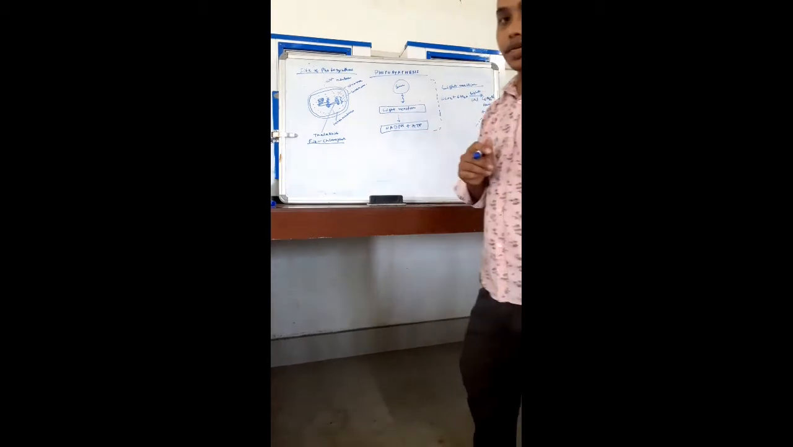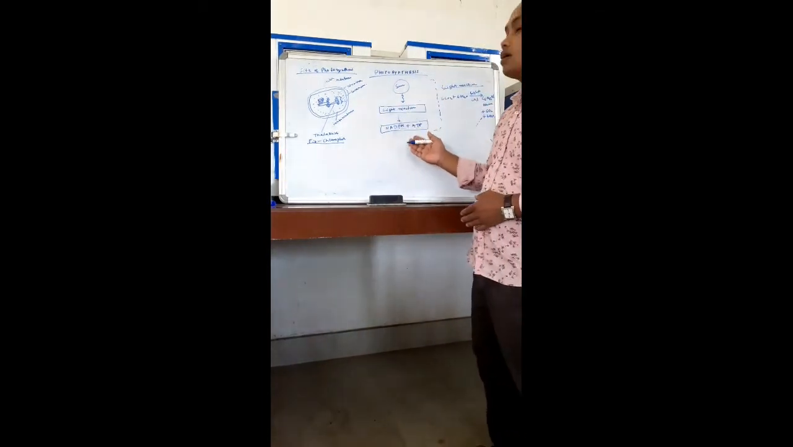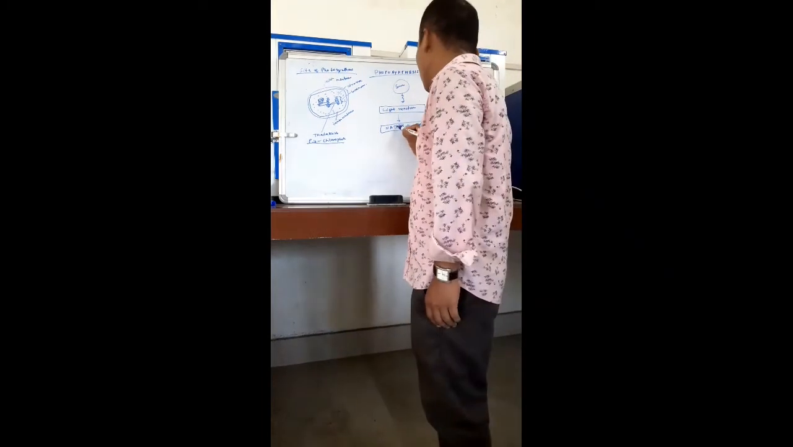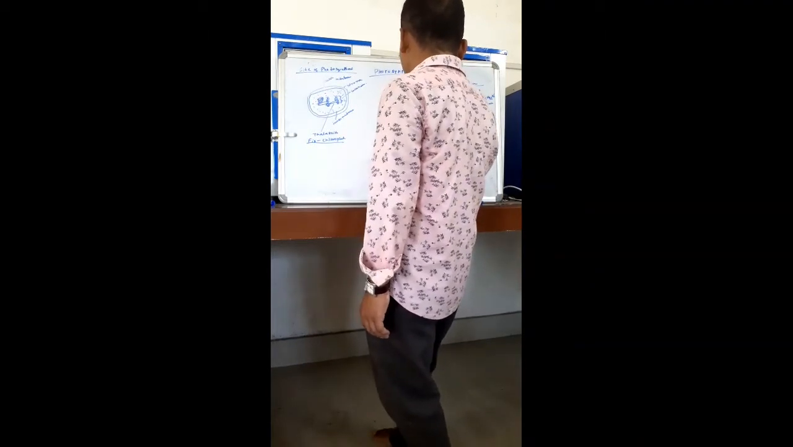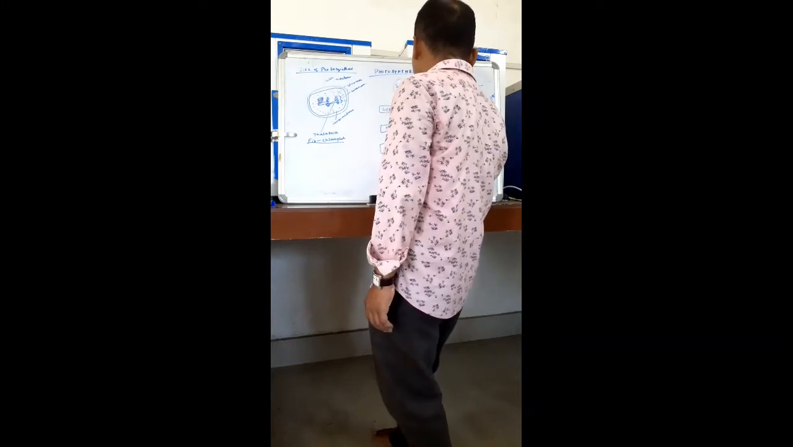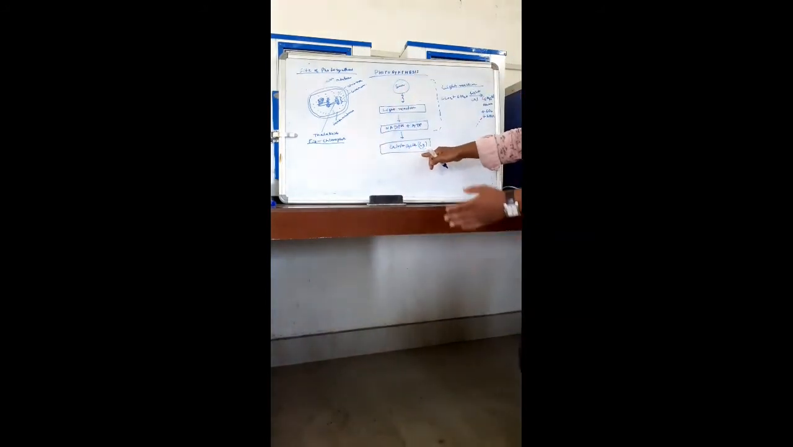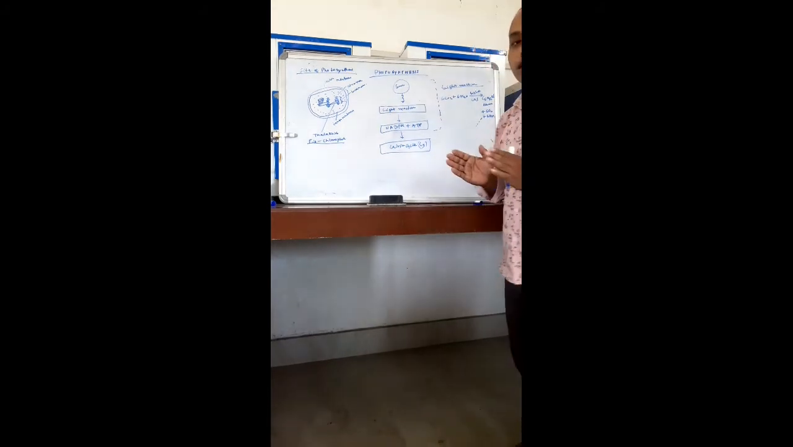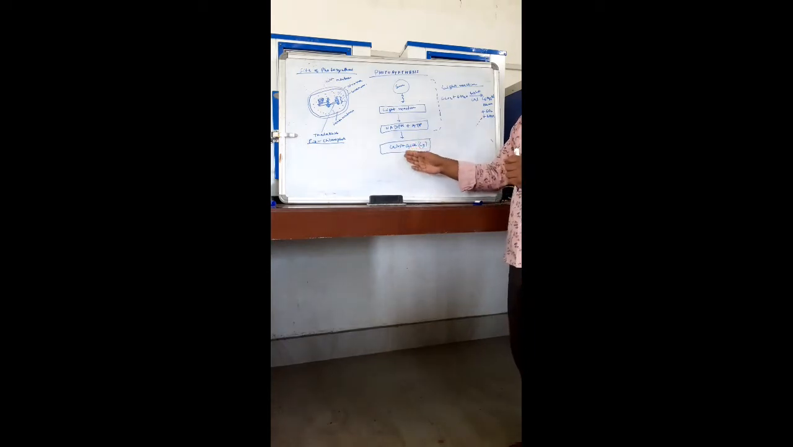Then comes the dark reaction. During the dark reaction, what happens? The dark reaction utilizes the products of the light reaction, that is NADPH plus ATP, with the help of the Calvin cycle. The Calvin cycle is also known as the C3 cycle. Some C3 plants, like sugarcane, rice, etc., utilize this Calvin cycle.